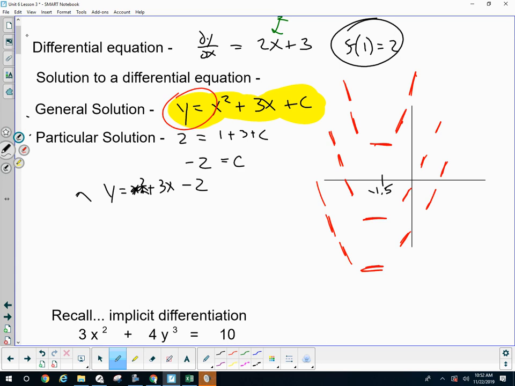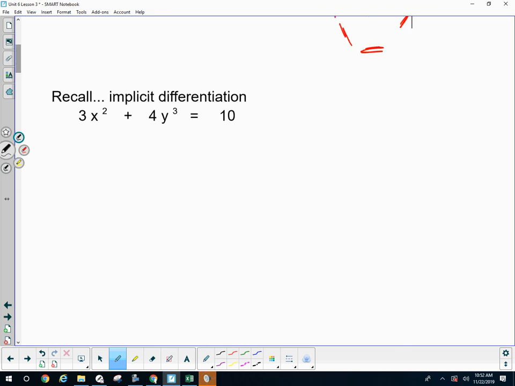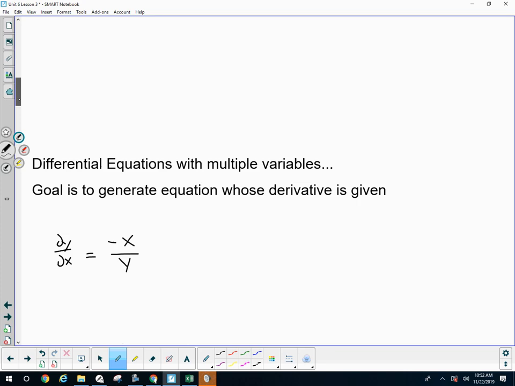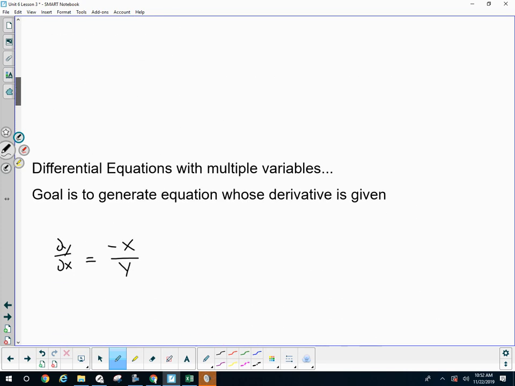All right. Now, these are boring. You just have x's. Let's kick it up a notch. We did not have only derivatives with x's. We remember we had derivatives with x's and y's, like this one.